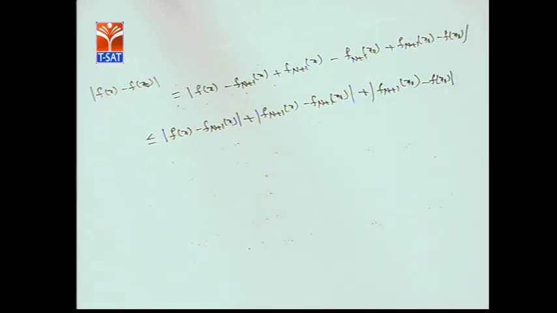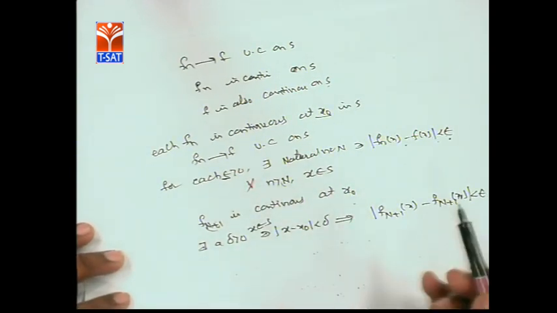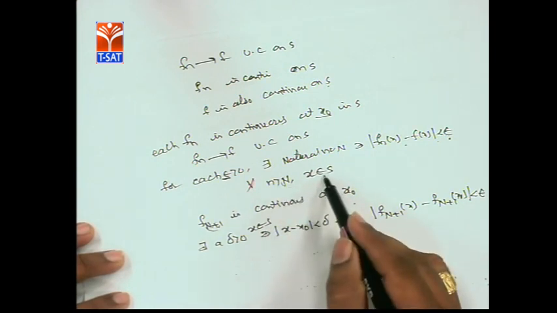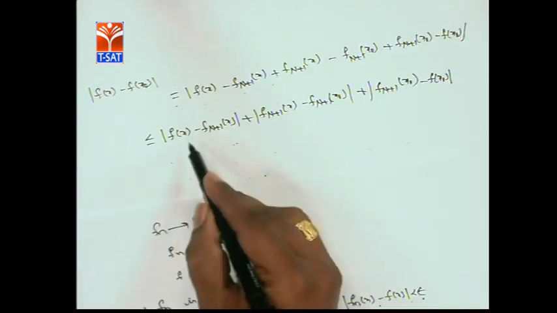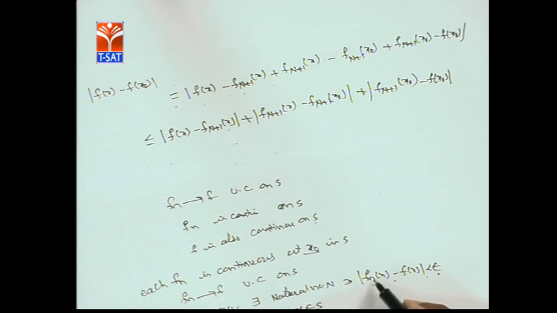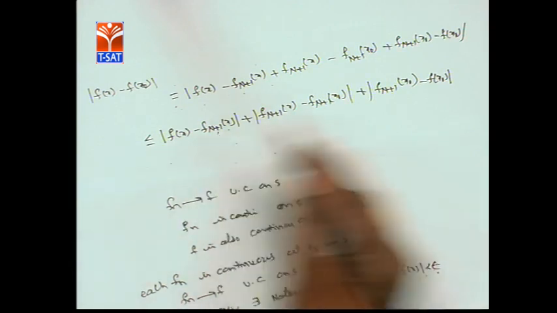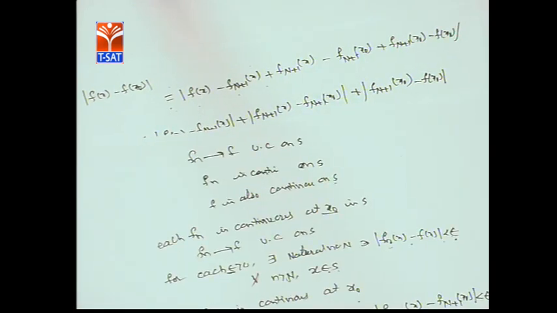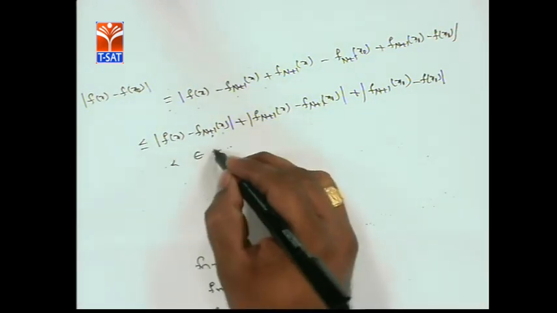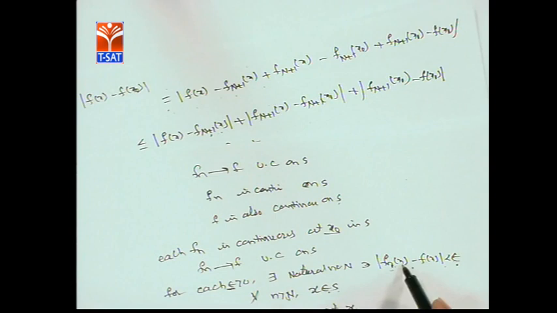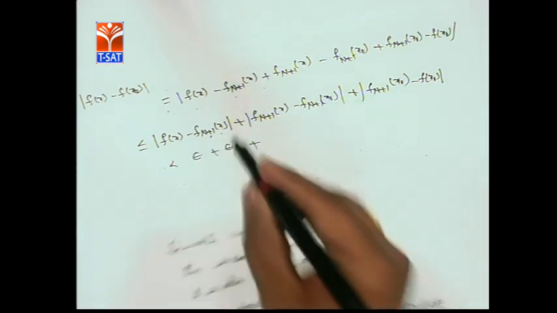Now, previously we already discussed that |f_n(x) − f(x)| < epsilon for all n greater than N, x belonging to S. Here, |f(x) − f_{n+1}(x)|, in this case n equal to n+1, is less than epsilon. Now, f_{n+1} is continuous, so |f_{n+1}(x) − f_{n+1}(x₀)| is less than epsilon. Also, at n equal to n+1 and x equal to x₀, this is less than epsilon.